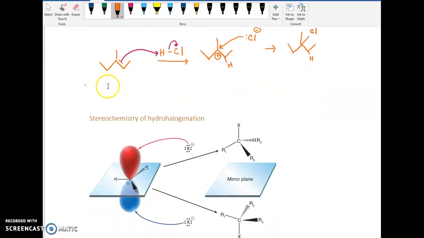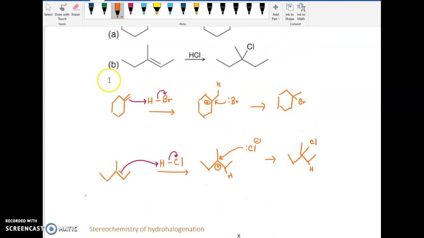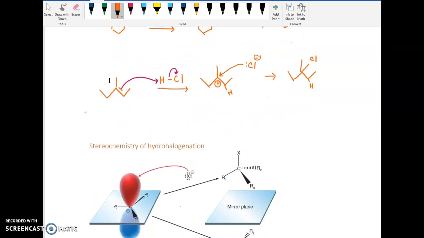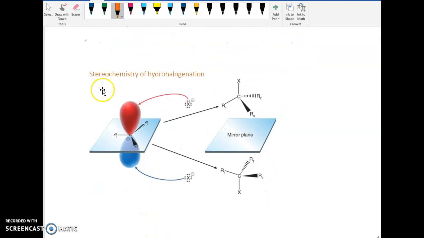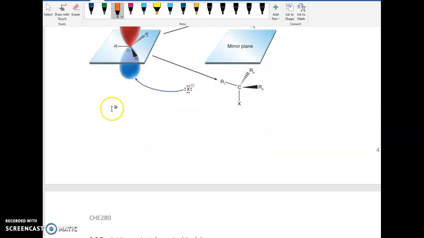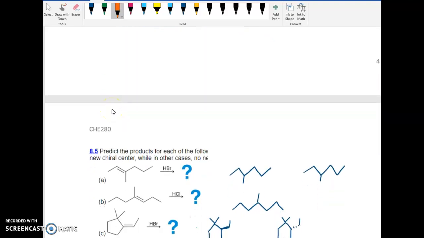Okay, so that's the regiospecificity. Let's look at the stereochemistry of this reaction. Well, once you've got a carbocation, it's a flat molecule, or at least that part of the molecule is flat. And you can either attack from the top or the bottom. So we'll expect to get both forms.